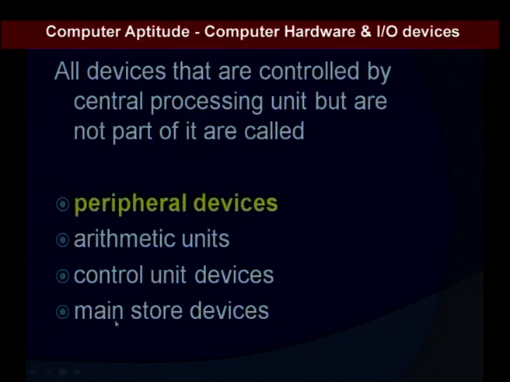All devices that are controlled by the central processing unit but are not part of it are called peripheral devices. Not all devices are output, and not all devices are input. Some are peripheral devices, a combination of input and output devices.